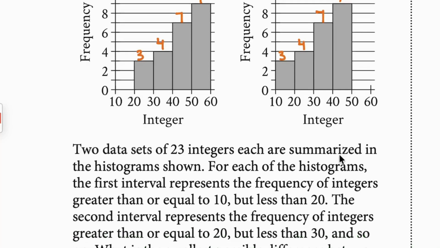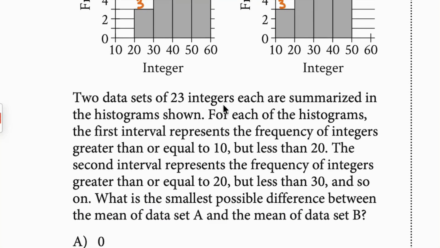Now let's see the question. Two data sets of 23 integers each are summarized in the histogram shown. For each of the histograms, the first interval represents the frequency of integers greater than or equal to 10 but less than 20. Now, because this is about integers, that means this first one is 10 to 19. The second one is 20 to 29 and so on. That means this number 20, which is the last one, for example, I am saying 10 to 20.